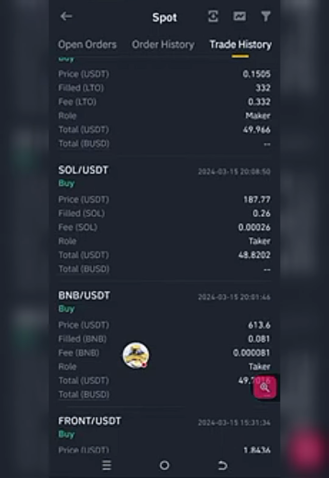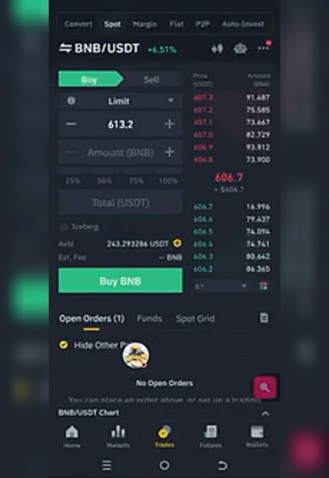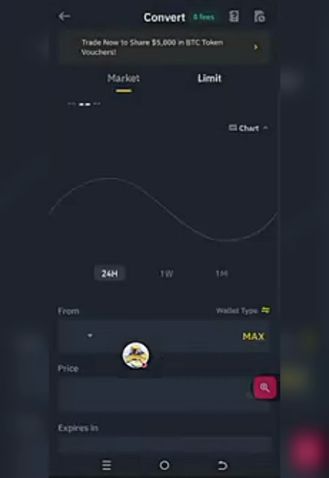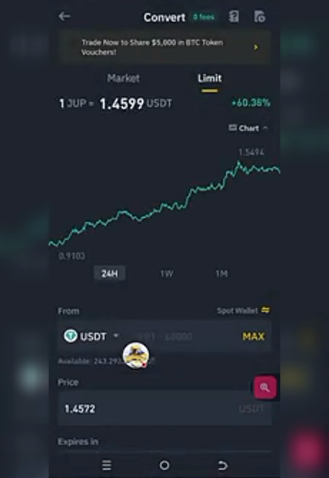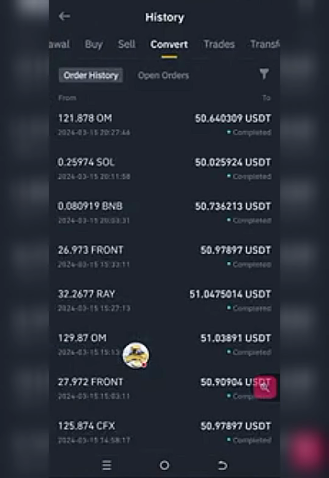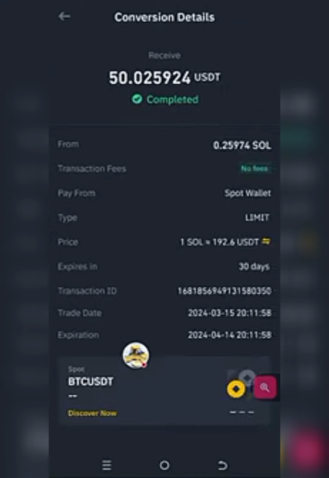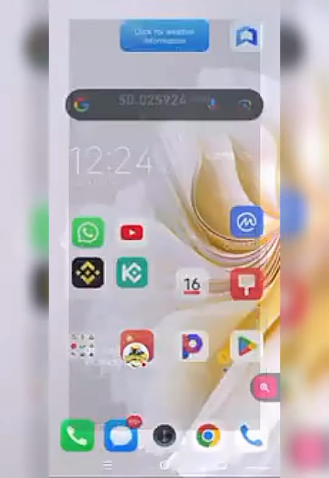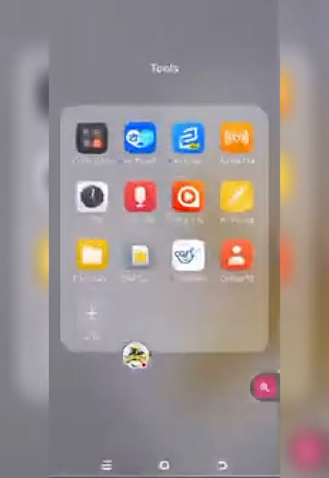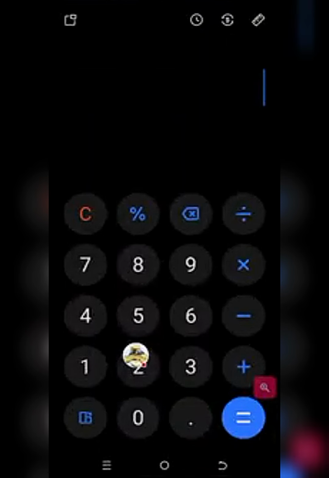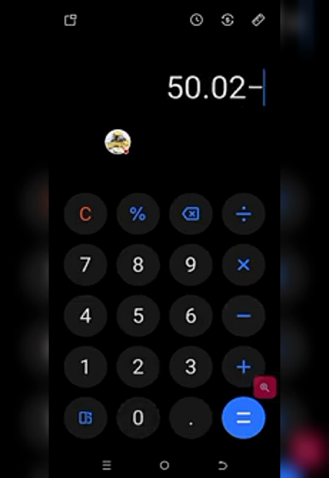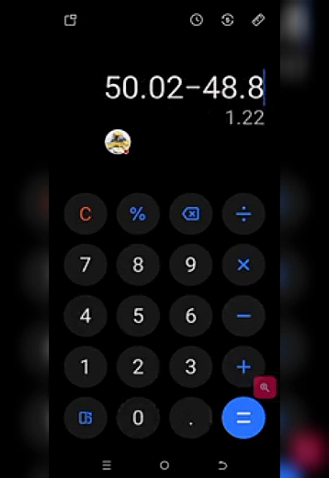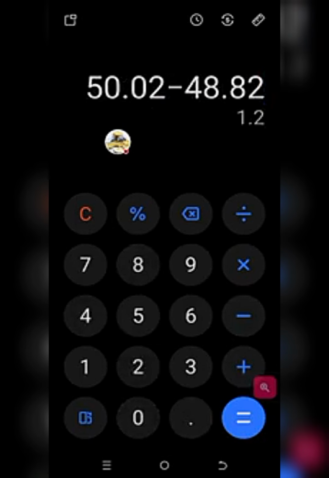So we bought 48.82 and we made, right? Can you see that? What we made here is 50.02. So let me show you that again. Let's go and calculate that in our calculator. All right. So don't forget, 50.02 minus 48.82. So we made $1.20.